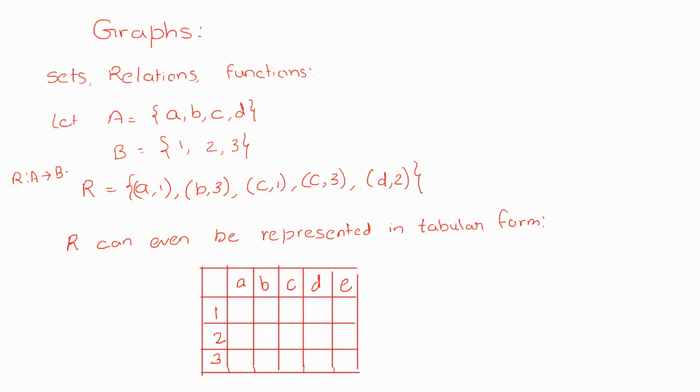Now let us find a relation R from A to B. Then the relation R is equal to this set: (a, 1), (b, 3), (c, 1), (c, 3) and (d, 2). That is, a is related to 1, b is related to 3, c is related to 1, c is related to 3 and d is related to 2. When we have such a thing, we call it a binary relation.